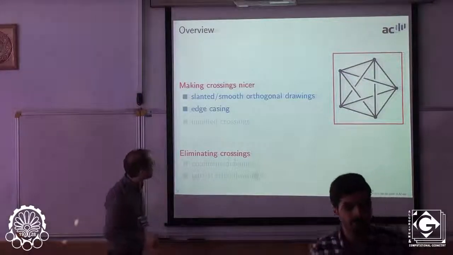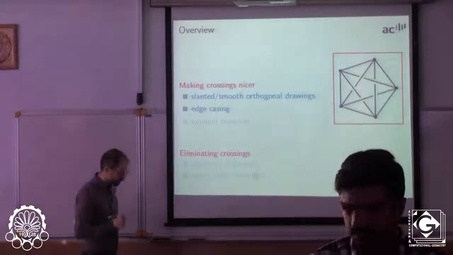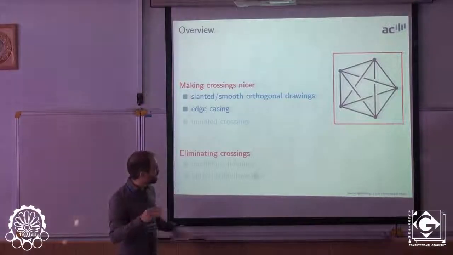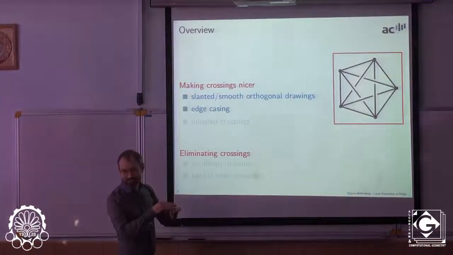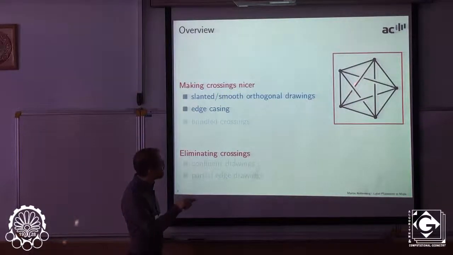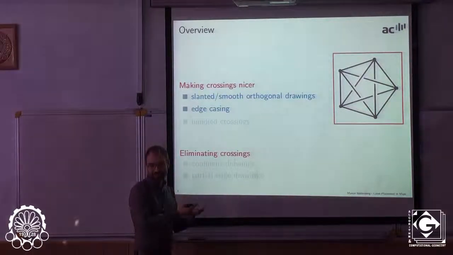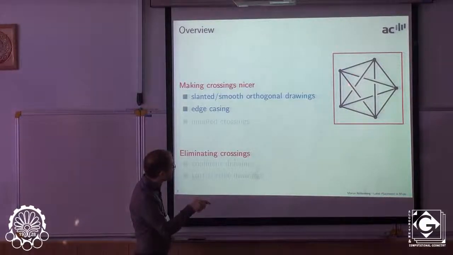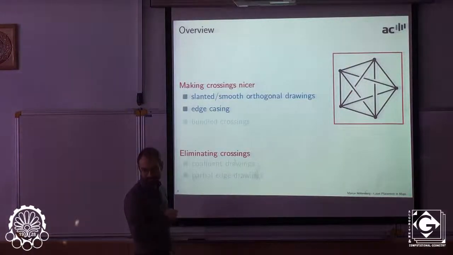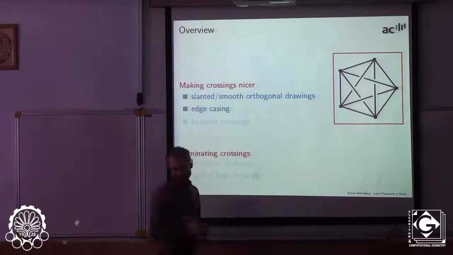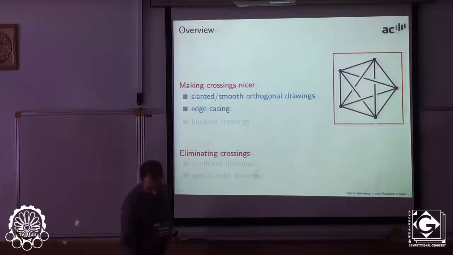The next technique is called edge casing, and it's an idea of making sure that this has somewhat of a 3D appearance, or at least 2D plus a little bit, in the sense that by interrupting one of the two edges of a crossing, you can create the appearance that one of the edges is above the other one. So you can think of this being a bridge and this being an underpass of that crossing. And in that sense, somehow it might look a bit nicer. This is the edge casing technique.